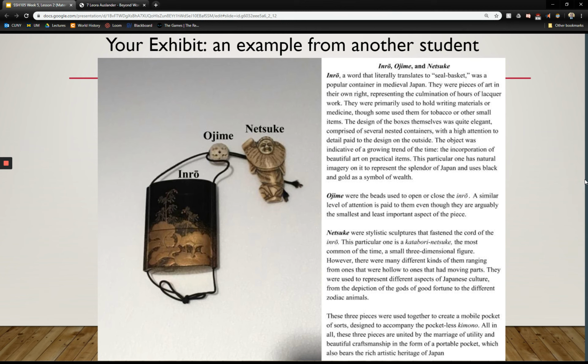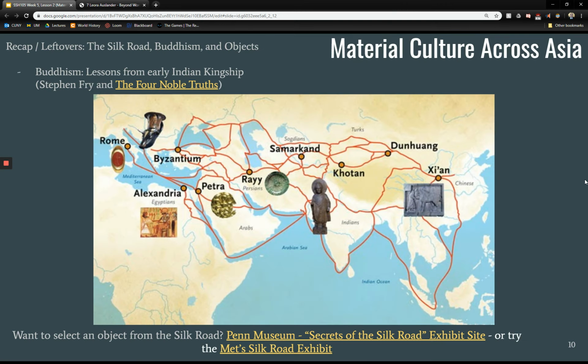But this is another object you could gain some inspiration from, maybe, if you want to go ahead and read about this yourself. In the interest of keeping this lecture short, and I really do want to keep it short, I'm going to keep moving. I just have one more significant slide here, which is recapping from last time on the Silk Road and Buddhism.